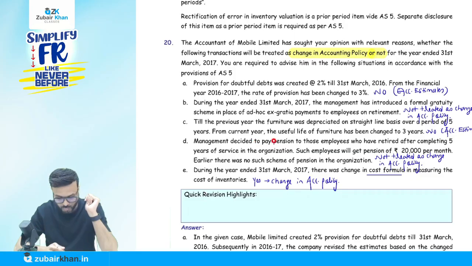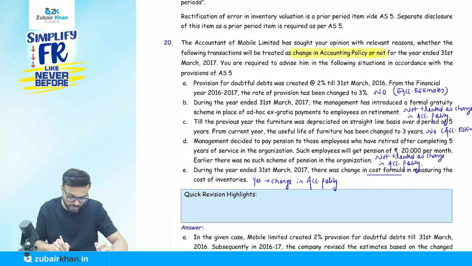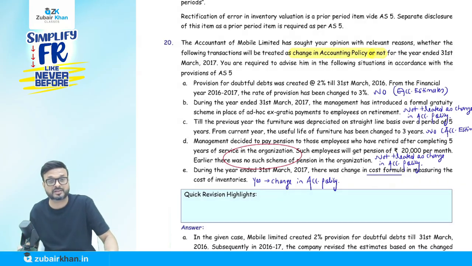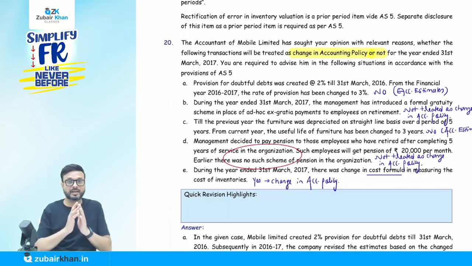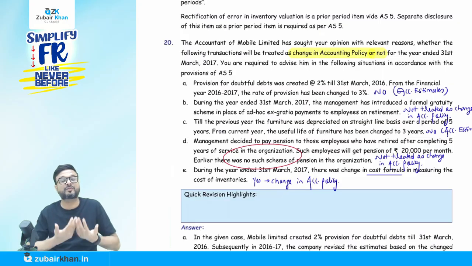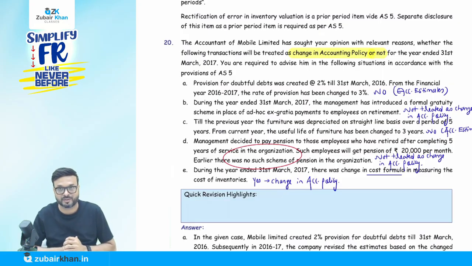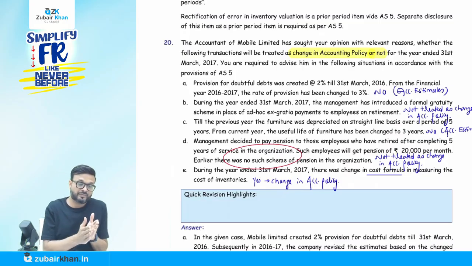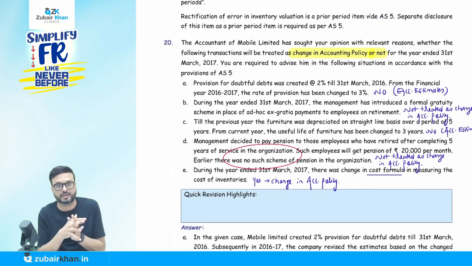Management decided to pay pension to those employees who retire after completing 5 years of service in the organization. Such employees will get a pension of rupees 20,000 per month. Earlier there was no such scheme. What does it mean that earlier there was no such scheme? It means it's an introduction of a new policy, not a change in accounting policy. As I told you, they differ in substance, and introduction of a new policy is not a change in accounting policy. We don't call it a change in accounting policy.